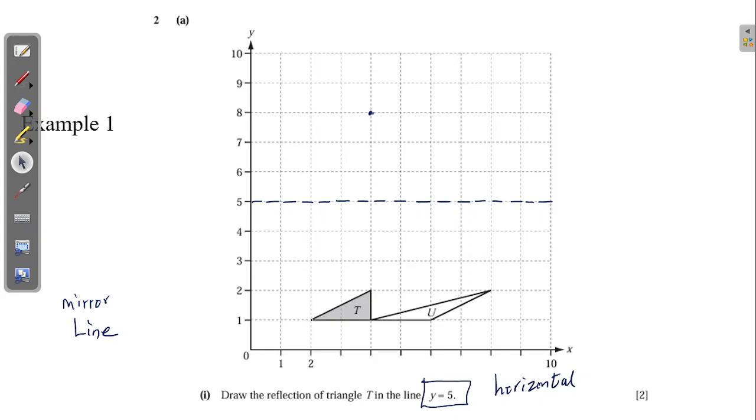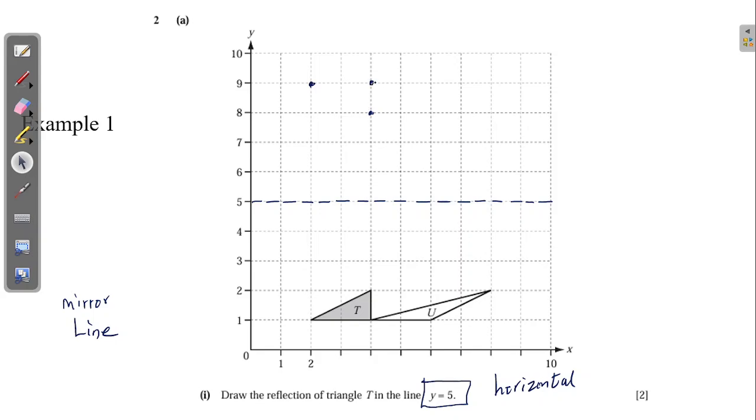Now for this point right here, you count the distance from this point to the mirror line. So I have 1, 2, 3, 4. So I'm going to count 4 boxes in the opposite direction. So 1, 2, 3, 4. It's going to be here, right? That's it. Now for this last point, you have 1, 2, 3, 4. So you're going to count 4 boxes that way. 1, 2, 3, 4. It's going to be here.